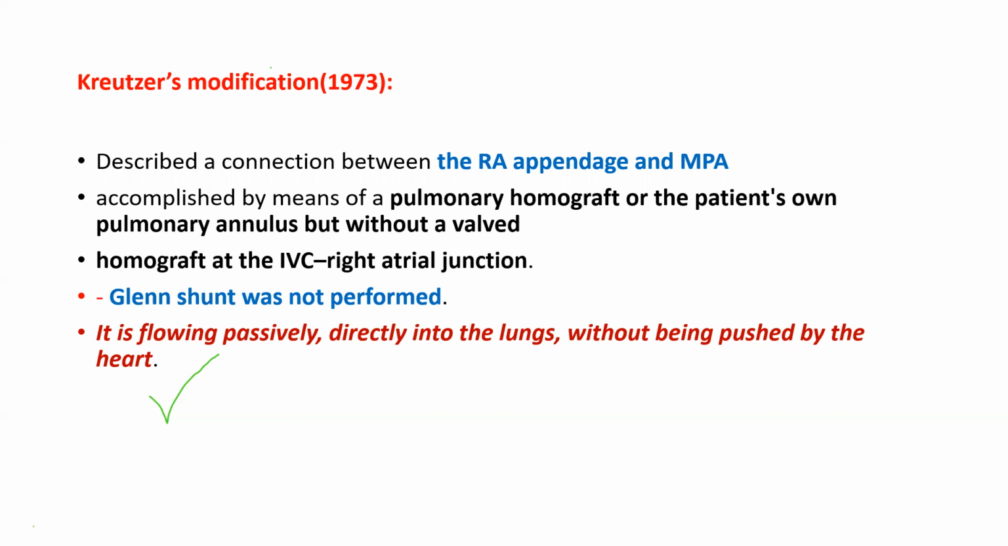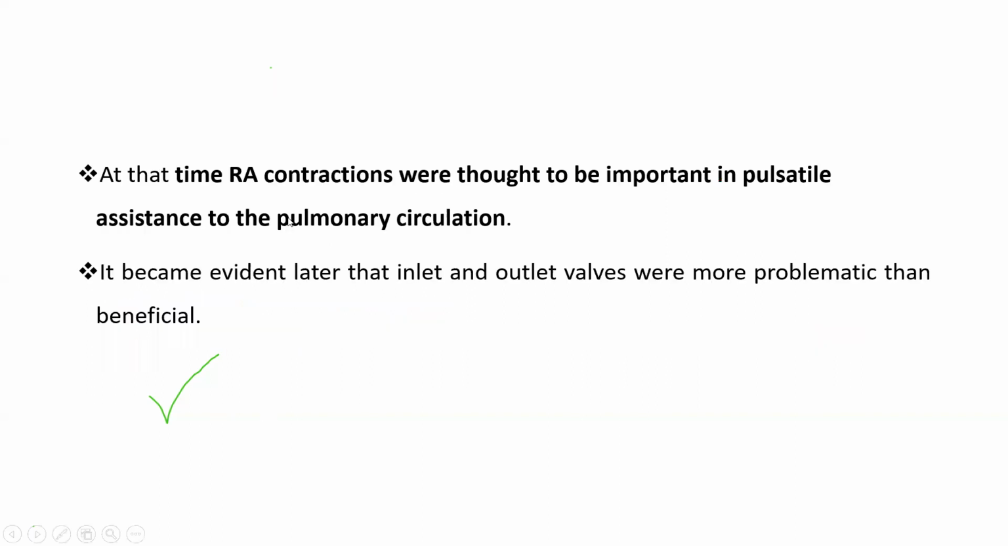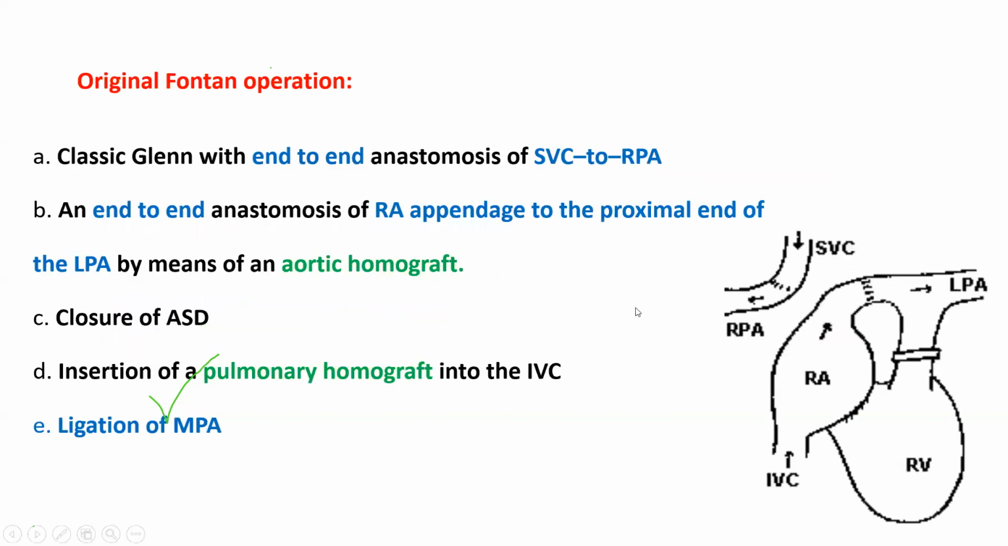In the Kreutzer modification, what he did is, the SVC and IVC are both connected to the RA only. He did not transect the SVC or IVC. What he did is just connect the right atrial appendage to the MPA, and the right atrial exit point, like the tricuspid valve, is closed. So the blood from the SVC and IVC is going towards the MPA, but without a valve. Previously, by Francis Fontan, it was with a valve.